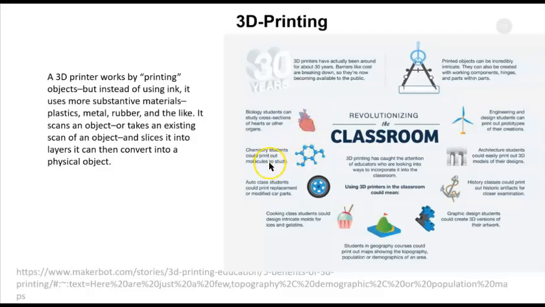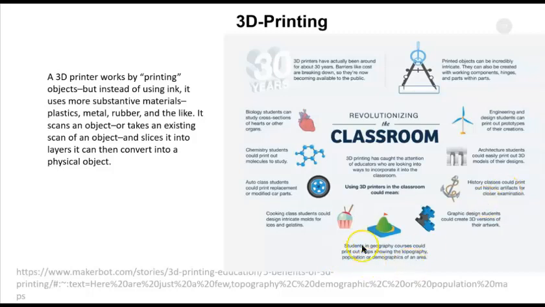And in chemistry, they can print out the molecules to study them. They can also print some parts of machines like cars or motorcycles and so on. The art teachers can also scan any object and then print it using 3D printing. And the most effective use of 3D printing is in geography and history.